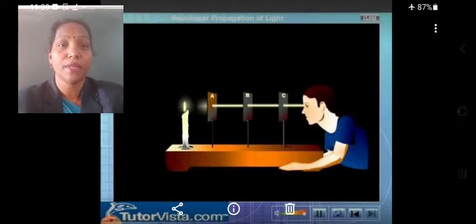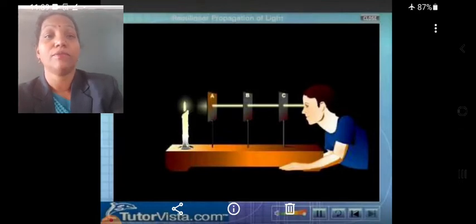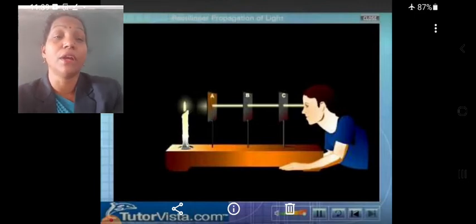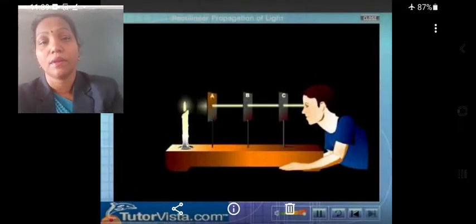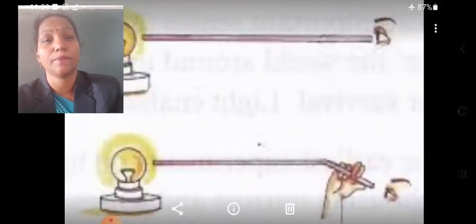So that is the experiment to prove that light travels in a straight line. Now students, if one of the cardboards is slightly changed in its position, lifted slightly, then we cannot see the candle light. We cannot see the candle light when one of the cardboards changes position slightly. So this experiment proves that light travels in a straight line.